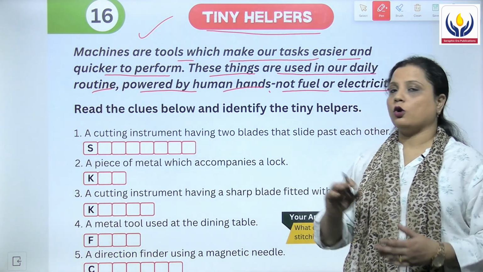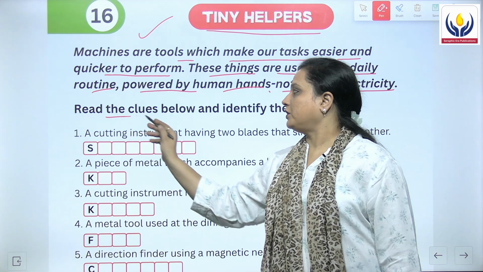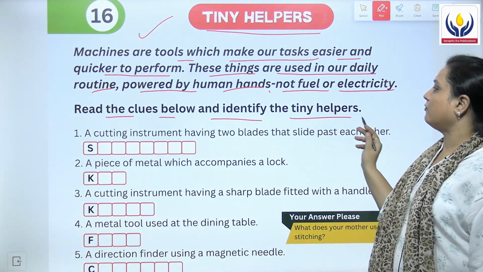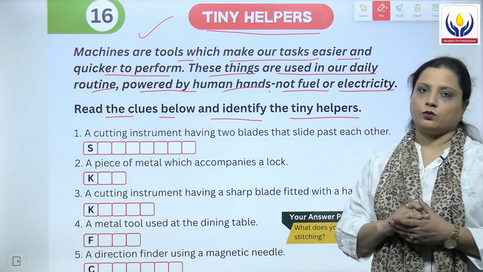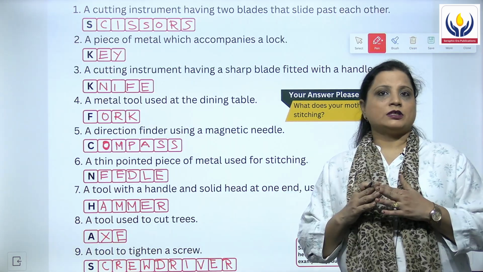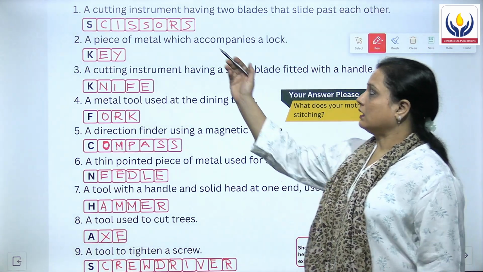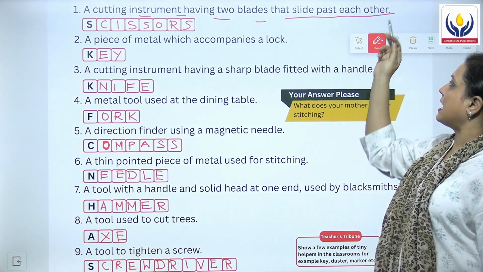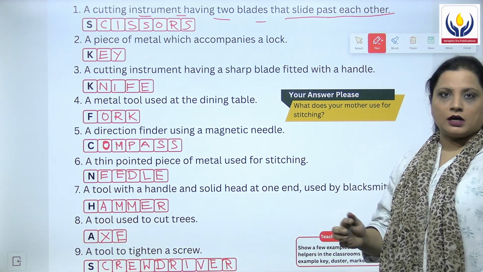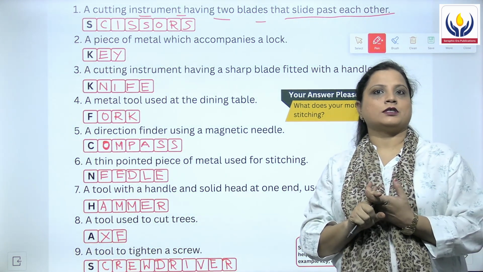So now here below you have to read the clues and then identify the tiny helpers. So let's begin with the exercise. The first one is that a cutting instrument having two blades that slide past each other. And what is the answer for this question?